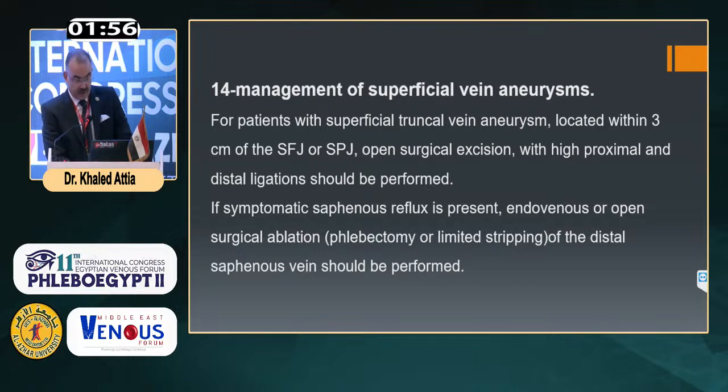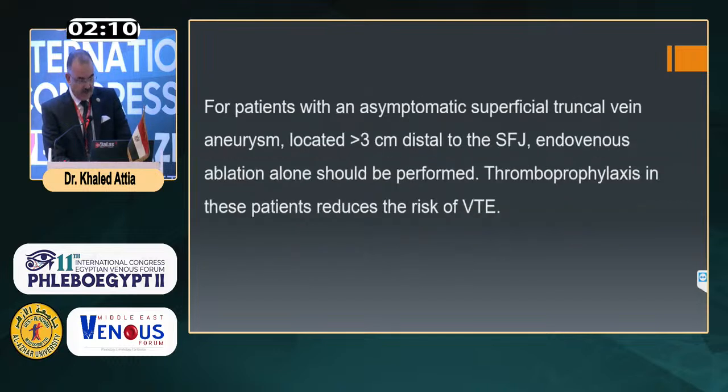Management of superficial vein aneurysm: for patients with a superficial truncal vein aneurysm located within 3 centimeters of the saphenofemoral junction or saphenopopliteal junction, open surgical excision with high proximal and distal ligation should be performed. If symptomatic saphenous reflux is present, endovenous or open surgical ablation, phlebectomy, or limited stripping of the distal saphenous vein should be performed.